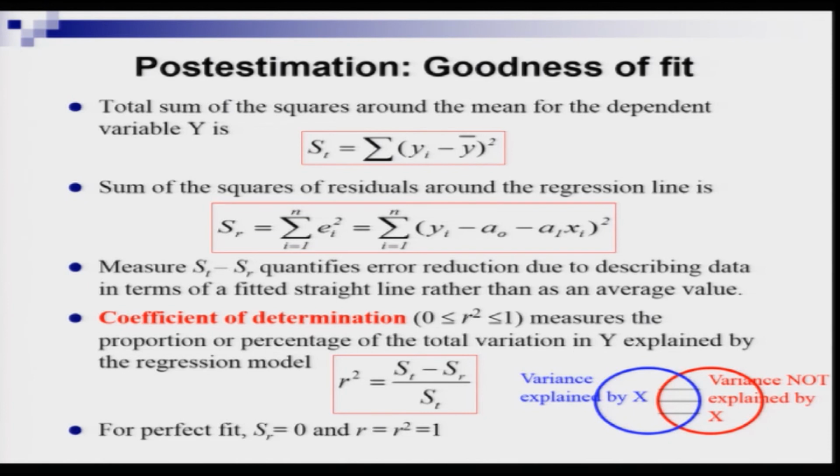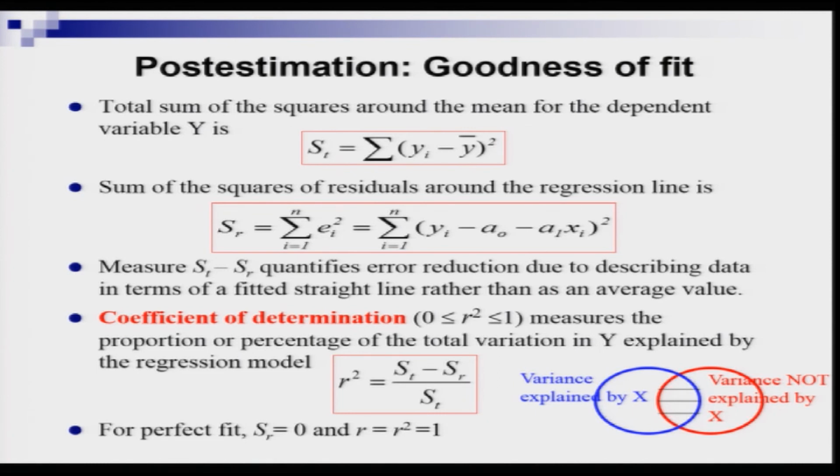So, we start with the total sum of squares around the mean for the variable y, the dependent variable, and that formula I am showing you here in the first box. You see it is looking more or less like the variance of that variable, but the difference is that we are not dividing this sum of squared deviations by the degrees of freedom. That is the difference.